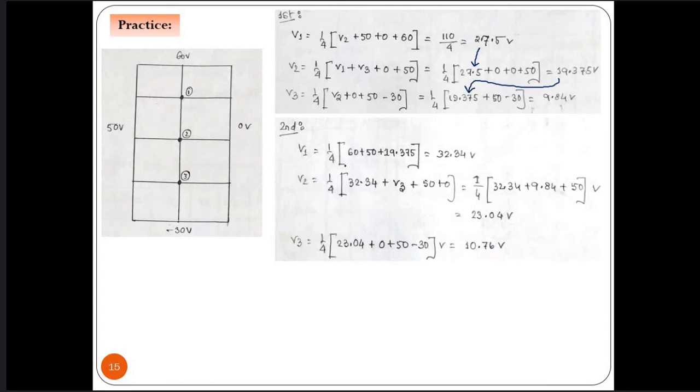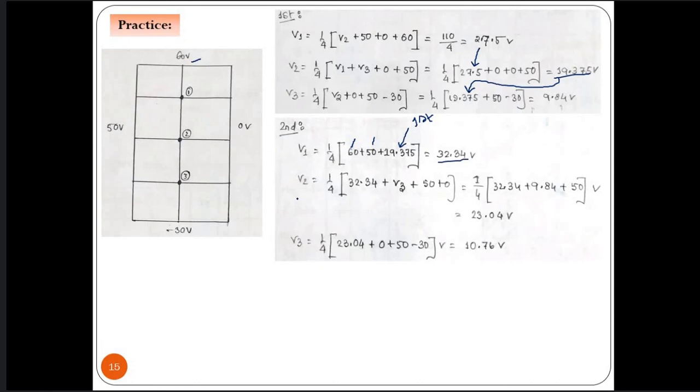So in the second iteration step, when you have to write down the equation, 1 by 4, this is the fixed node, 60. 60 is the fixed node, 50 is the fixed node on the left hand side, 0 on the right hand side, only V2. V2 is 19.375. So it is coming from the first step of the iteration. It is calculated as 32.34.